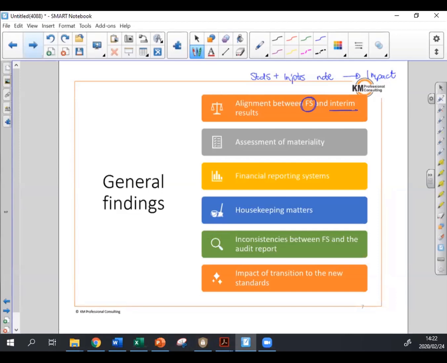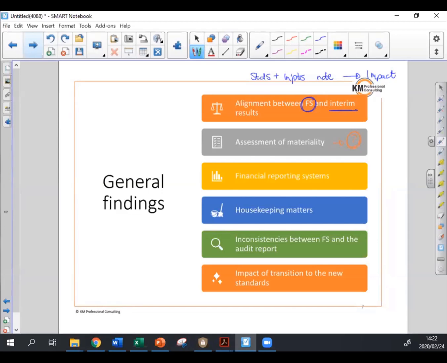Assessment of materiality, that age-old fun dog where we have to go, what is that? Do we look at it from a balance sheet point of view? Is it a profit or loss amount? Can I use audit materiality? So we'll take a look at what their finding was and their comment was there.